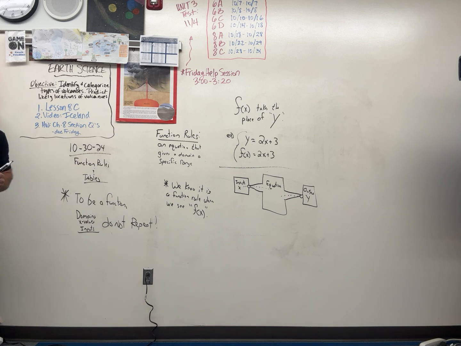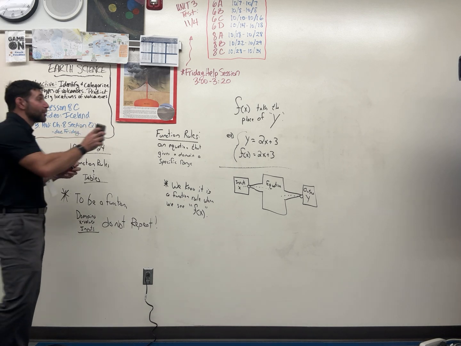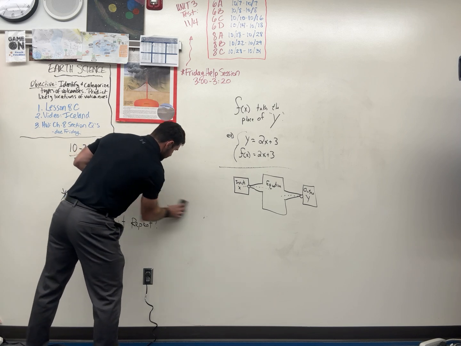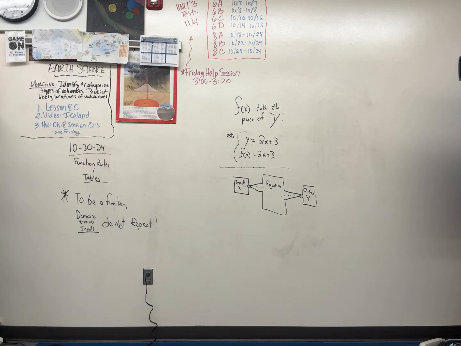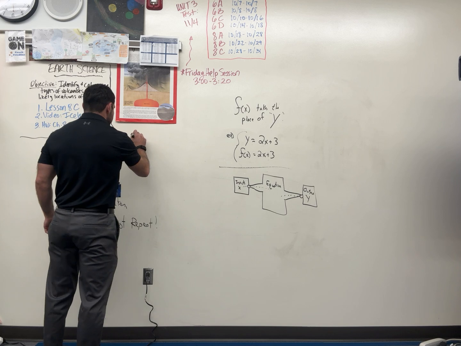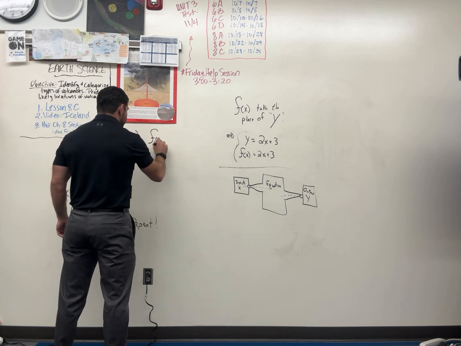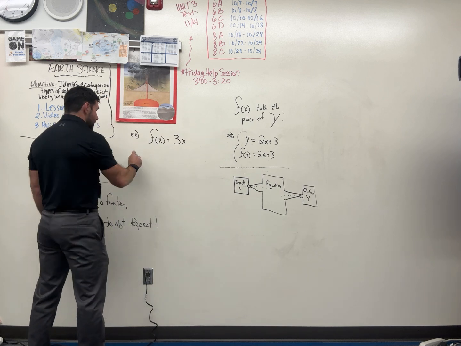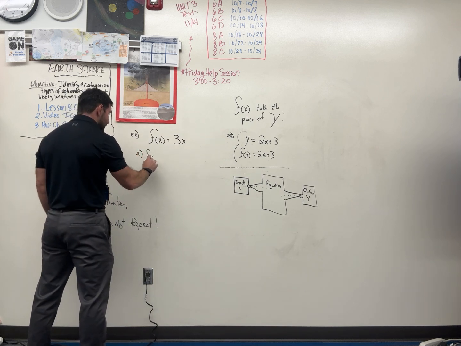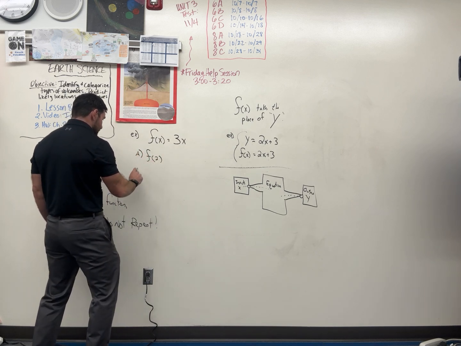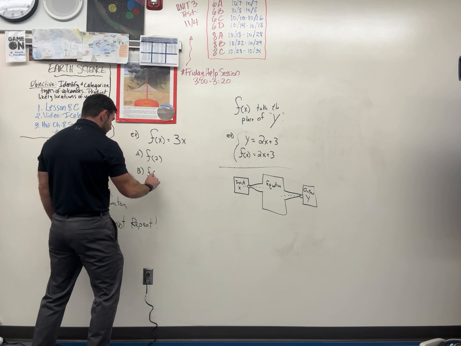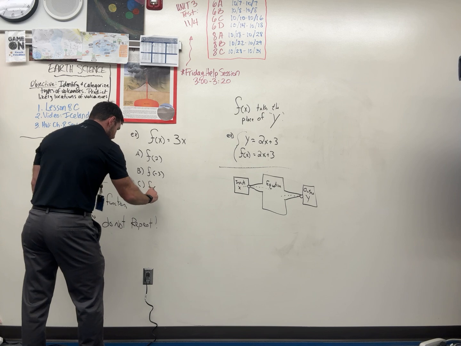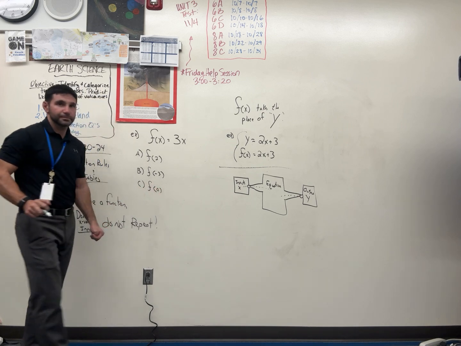Here we go. Okay. So, what are we going to see? We're going to see something like this. So here's our example. F of x equals 3x. And I'm going to say f of 2, f of negative 3, f of 0.